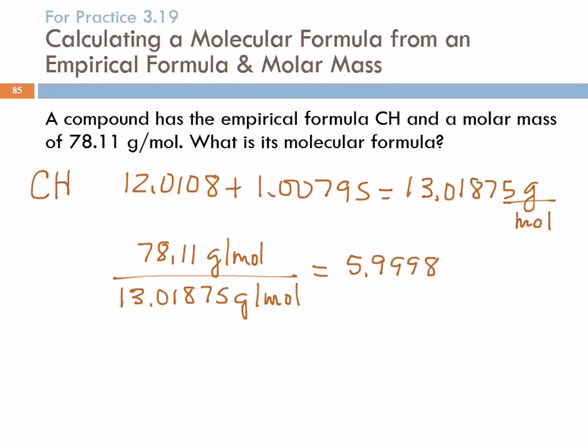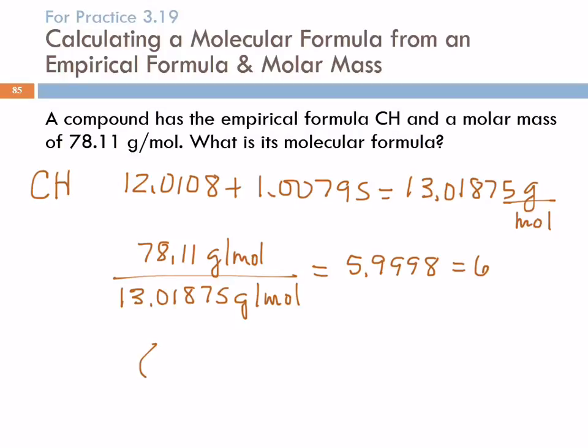Can I round that to 6? Yeah, that's crazy close to 6. That's 6. If you do not end up with a whole number on these problems, there's a small chance the problem could be wrong, but most likely you made a mistake somewhere. You're never going to have to multiply this to get a whole number. It should just give you a whole number. This is the number I need to multiply all the subscripts in the empirical formula by.